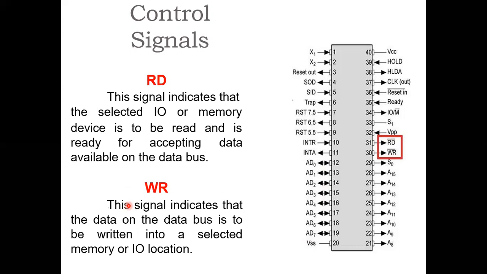So this is RD. This signal indicates that the selected input output or memory device is to be read and is ready for accepting the data available on the data bus. Then WR. This signal indicates that the data on the data bus is to be written into a selected memory or input output location. Okay. So read and write are always sent along with the control bus, from the microprocessor to the memory device or input output. Okay, these are the main control signals of the 8085.